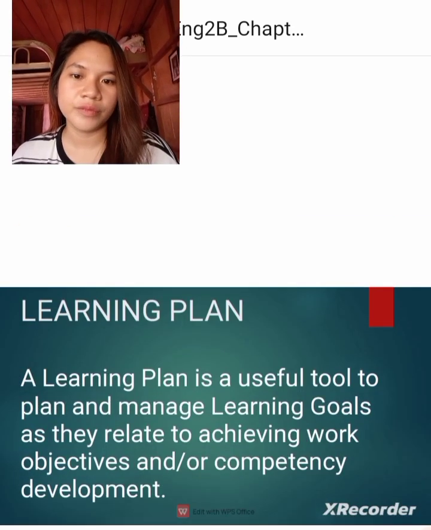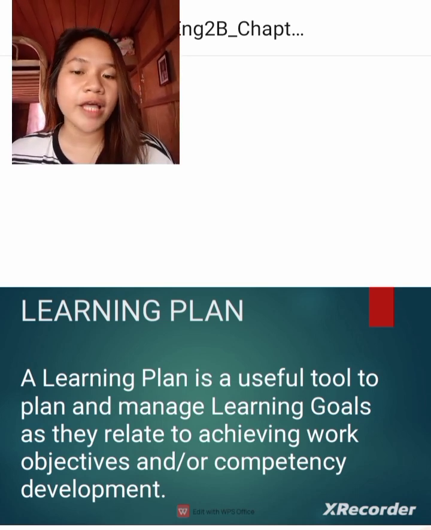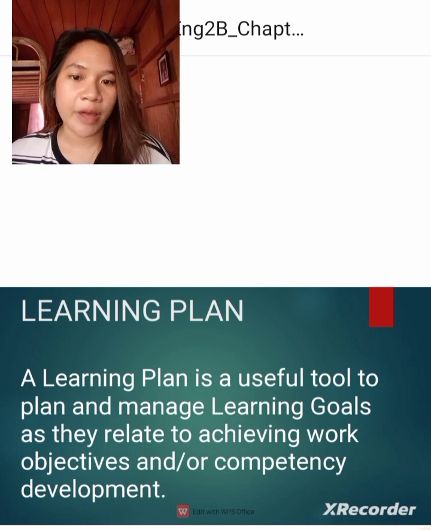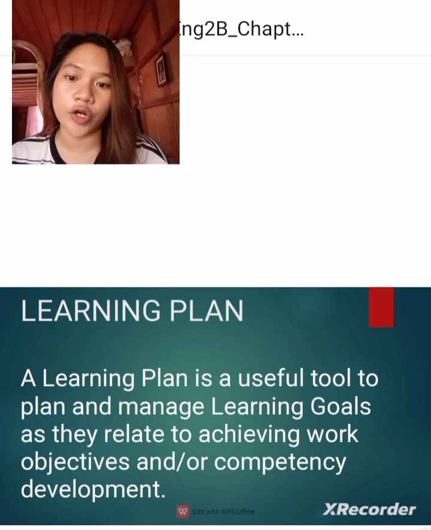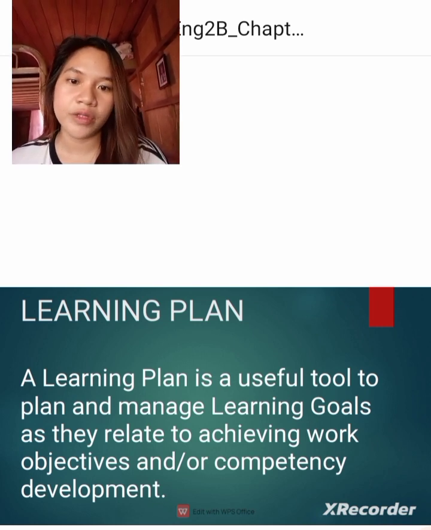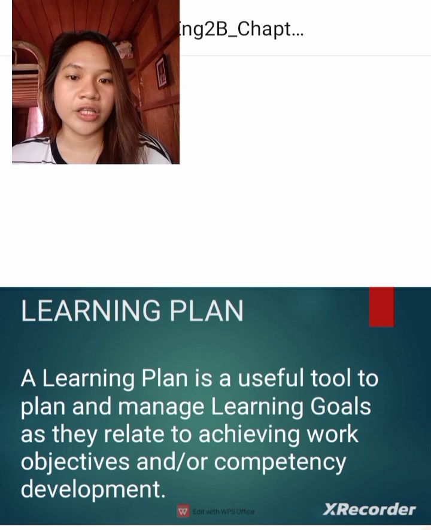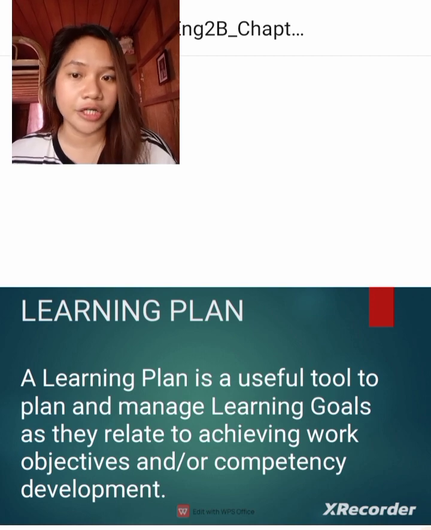Parts of learning plan. What is learning plan? A learning plan is a useful tool to plan and manage learning goals as they relate to achieving work objectives and or competency development. Learning plan, it is a tool. It helps you to manage those learning goals na gusto nimo ma-achieve. Murag siya ang ga-organize. That is the purpose of the learning plan.